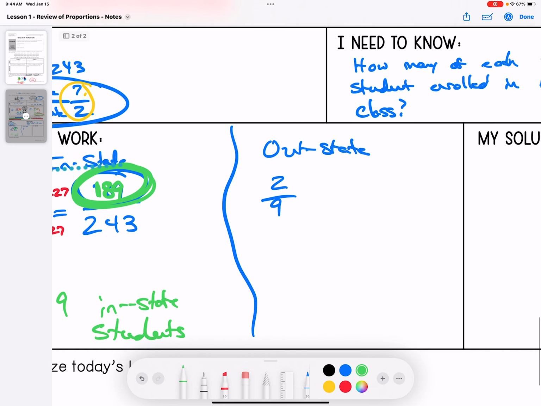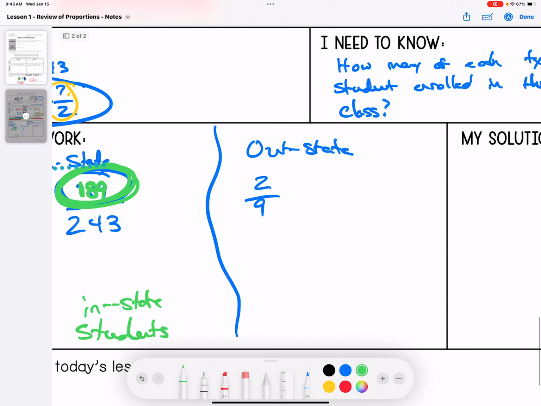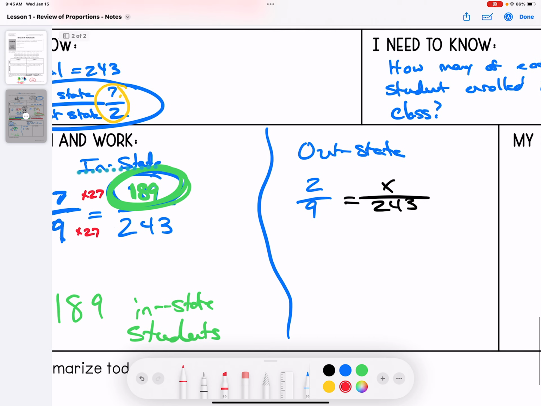All right, out-of-states. Same thing. There's 2 for every 9 total. So we're going to do the same thing. We know the total is 243. So how many times will 9 go into 243? We've already figured that out. That was already 27. So you're just going to multiply 2 times 27, and you're going to get 54. So there's 54 out-of-state students.